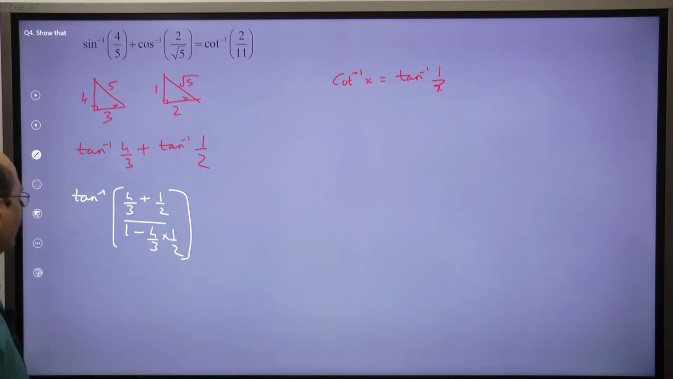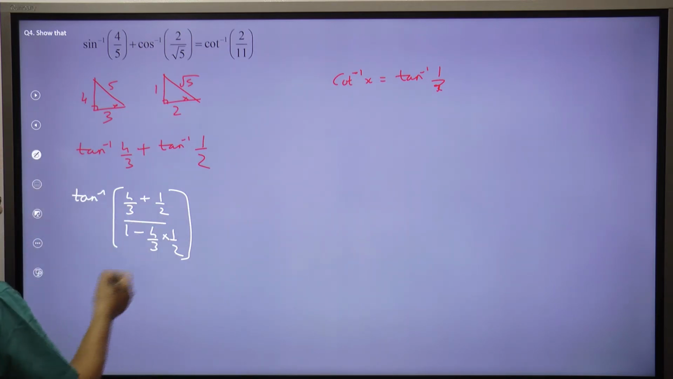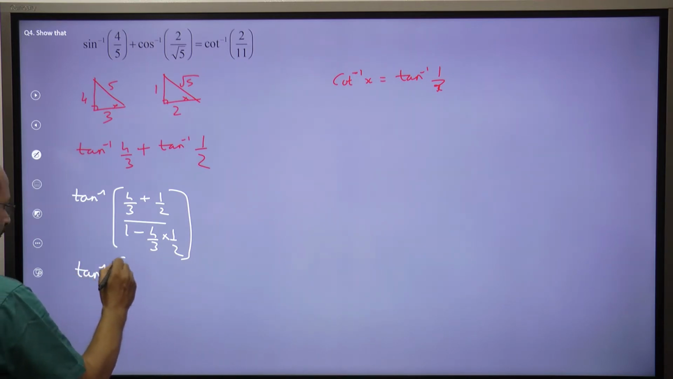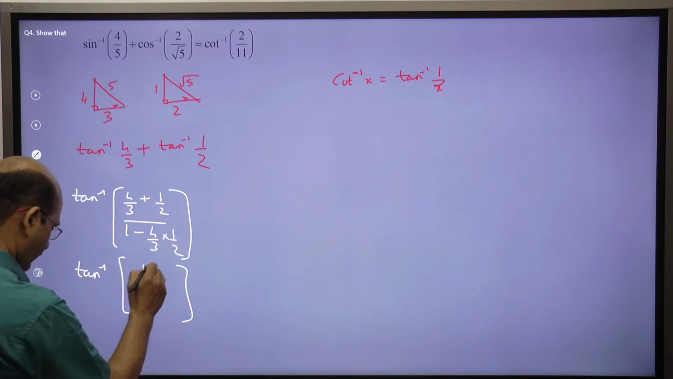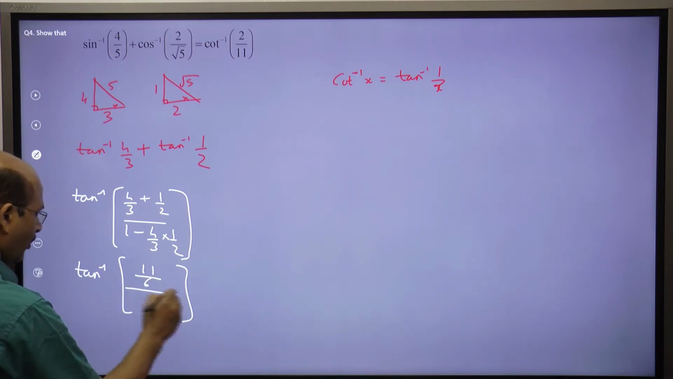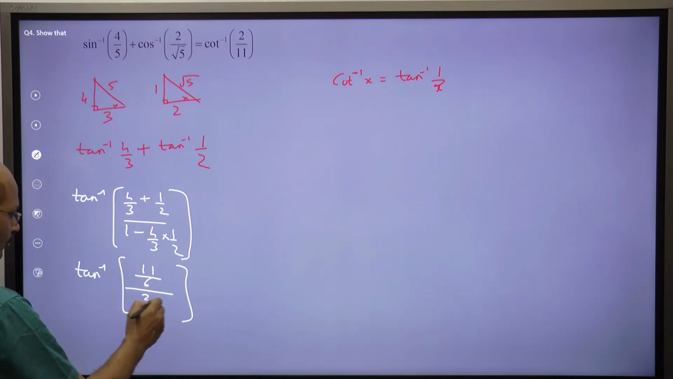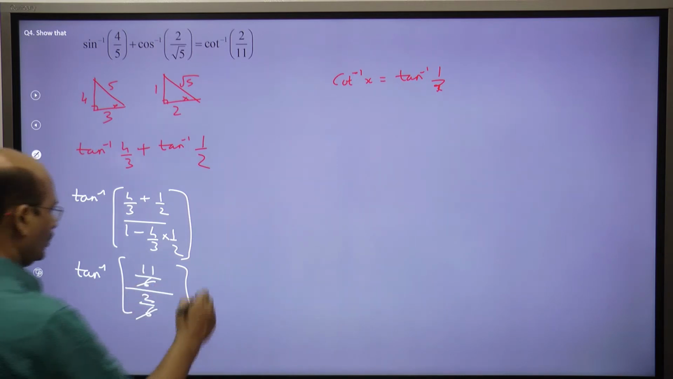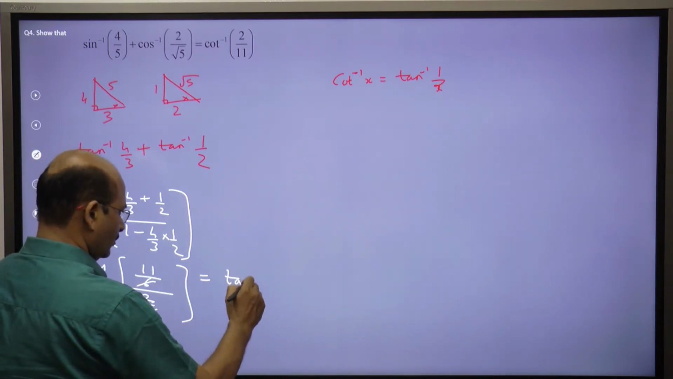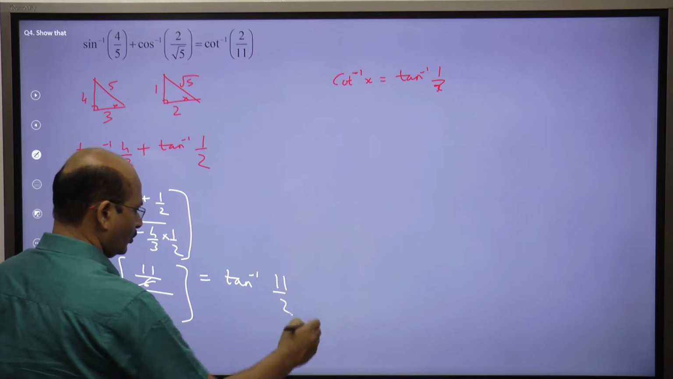So once it happens with this 4 upon 3, what is the next part? I'll just work it out, so just see what is happening. LCM is 6, so 2 4s are 8. 8 plus 3 is 11 upon 6, upon 6 minus 4, 2 upon 6. So this 6 gets eliminated, so 11 upon 2. So this is nothing but tan inverse 11 upon 2.